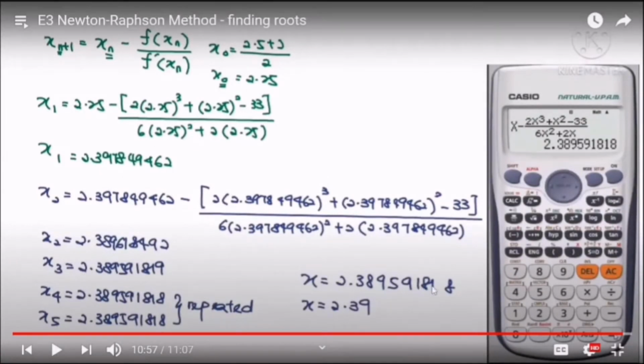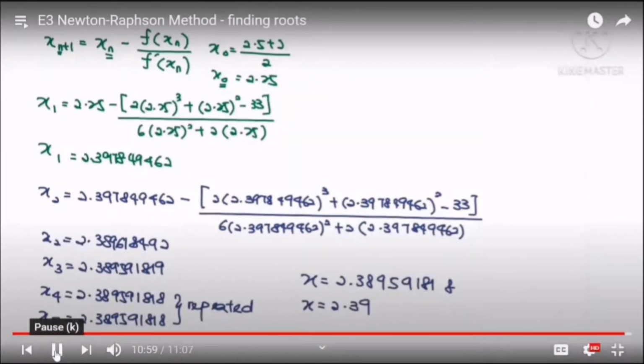Then, soalan tak nyatakan nak berapa, saya tak perasan dah. Dia nyatakan berapa, kita ikutlah. So, kalau ikut situasi ini, here we are, dia nak 3 significant figure. So, inilah jawapan dia. So, saya harap you nampak apa yang saya tunjuk dalam example ini.